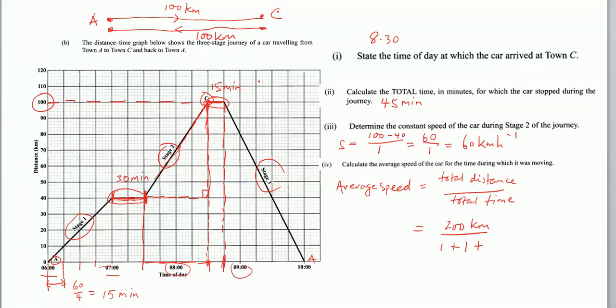Stage 3 is from here to here. So that is 1, 2, 3, 4, 5. Right? So that's 5 15-minute intervals. So from here to here is 1 hour, and from here to here is 15 minutes. Right? So that is 1 hour and 15 minutes, which is really represented by 1.25 hours. Right? So the total time is 3.25 hours, so this will be 200 over 3.25, and this will give me 61.54 kilometers per hour, right?